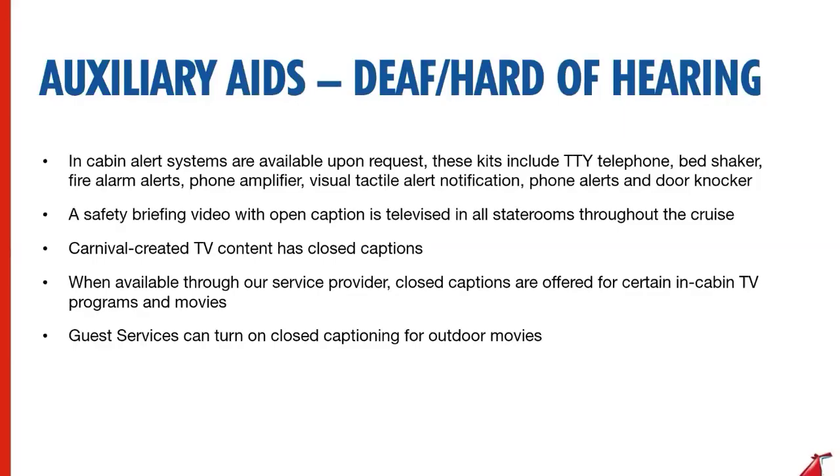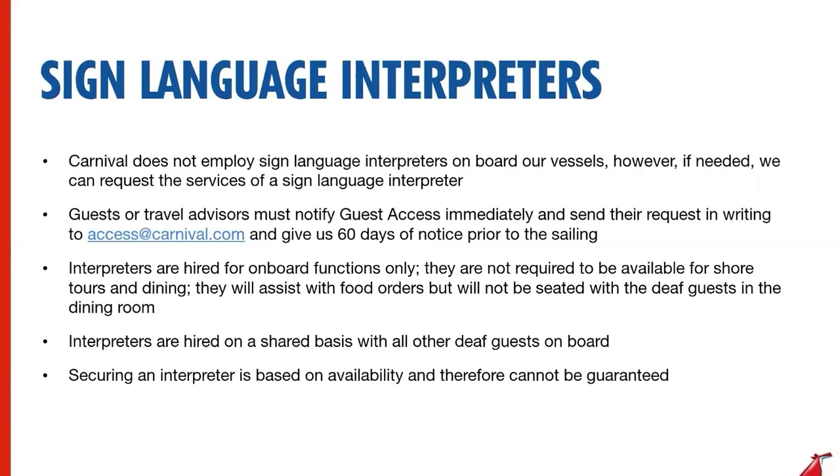Although Carnival does not employ sign language interpreters on board our vessels, we can retain one by requesting one on all cruises departing from and returning to a U.S. port for our guests that use sign language as their primary means of communication. Simply notify Guest Access immediately and send us the request in writing to access@carnival.com, giving us 60 days notice prior to sailing, subject to availability. Interpreters are hired for onboard functions only and are not required to be available for ship tours and dining. Interpreters are hired on a shared basis, not for one-on-one communication, and are not personal assistants.